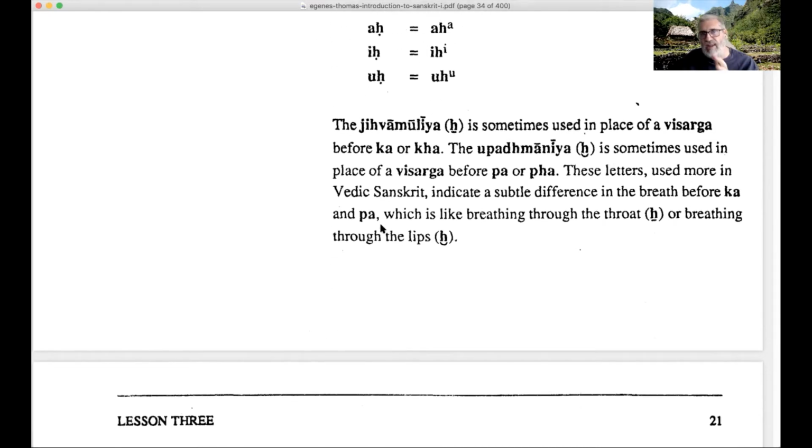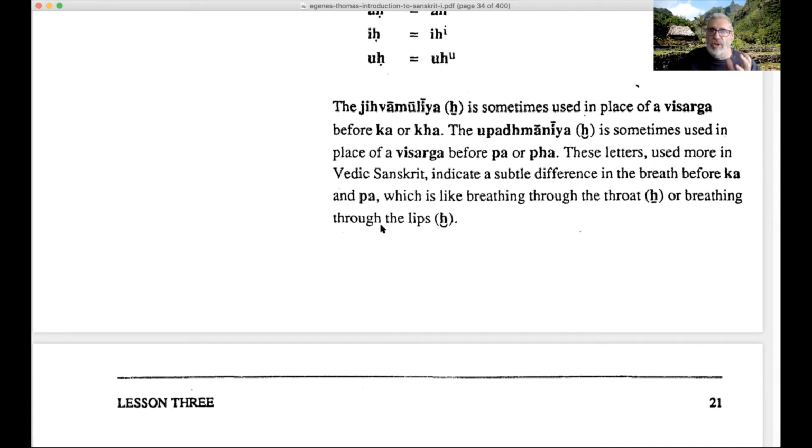Now, we have some very interesting things which you won't normally come across, but sometimes you do, even in classical Sanskrit, and specifically in Vedic Sanskrit. Jihvamuliya and upadhmaniya. So this is an X sound and an F sound in Sanskrit. This is when you get the visarga, which is normally written as an H with a dot under it. If you see H with a horizontal line underneath it, that is called jihvamuliya. Jihvamuliya means pronounced at the root of the tongue. So the jihvamuliya is sometimes used in place of the visarga before ka and kha. Ka and kha are the hard unaspirated and the hard aspirated guttural sounds, right? When you get visarga before that, it's pronounced like X, like the ch in German, or the loch in Scottish, Loch Ness, like that.